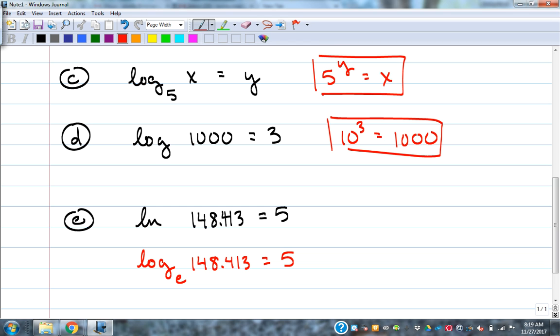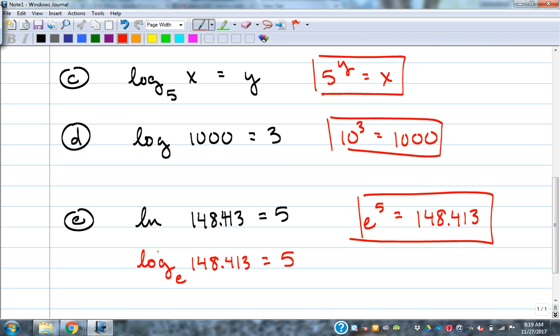It never ends, actually. It's kind of like pi, is what E is kind of like. It comes up enough that they gave it its own symbol. They chose the letter E for that number. If we're going to rewrite that as an exponential, it would be E to the fifth is equal to 148.413.